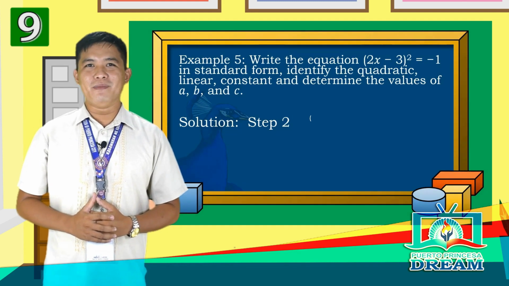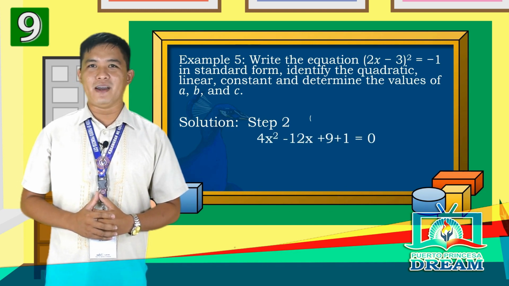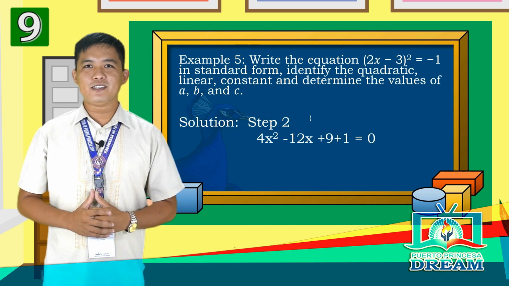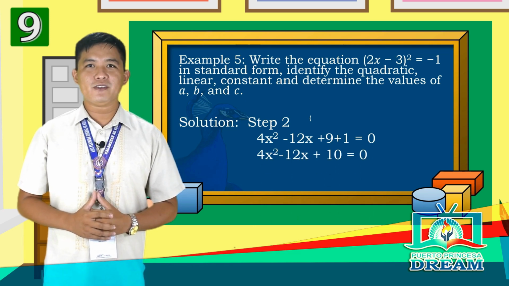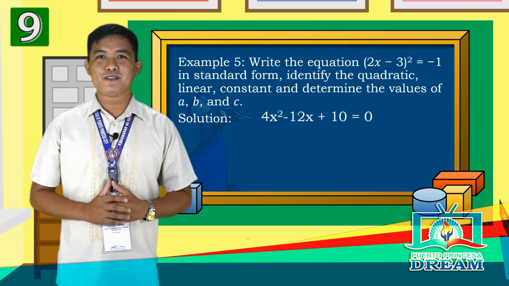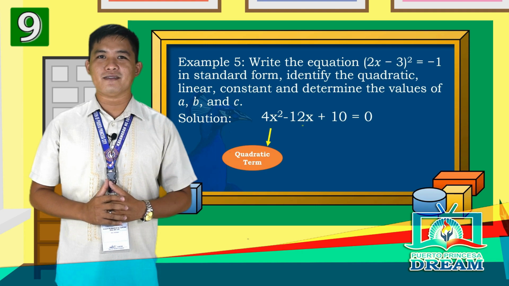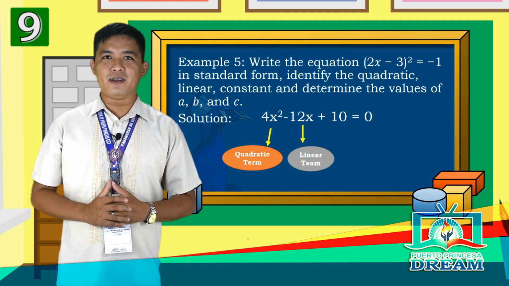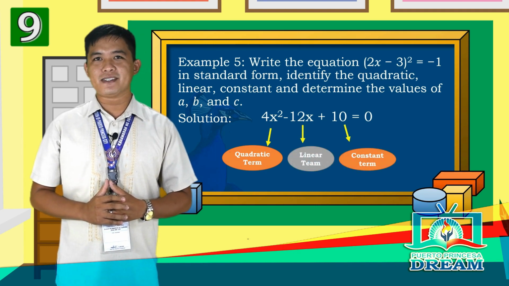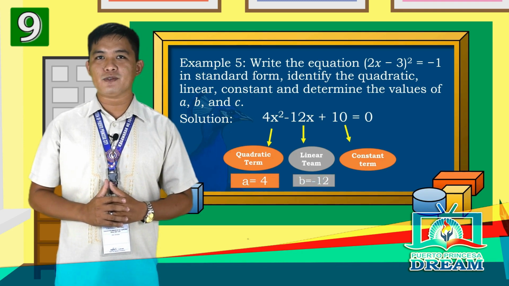Step 2. Combine like terms. 4x squared minus 12x plus 9 plus 1 is equal to 0, and this will become 4x squared minus 12x plus 10 equals 0. The standard form of the equation is 4x squared minus 12x plus 10 equals 0. The quadratic term is 4x squared. The linear term is negative 12x, and the constant term is 10. The value of a is 4, the value of b is negative 12, and c is 10.